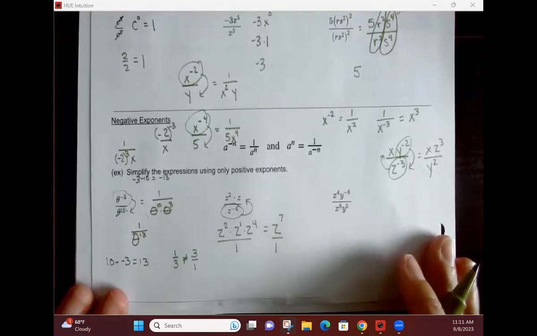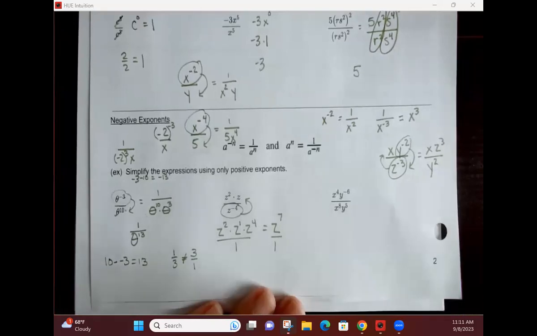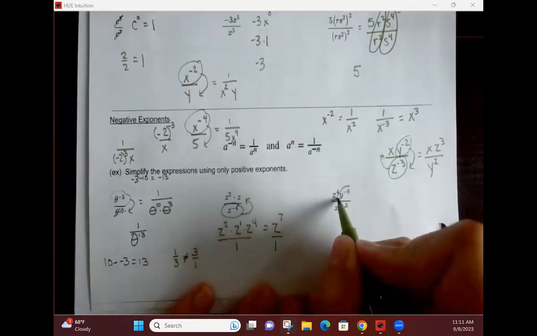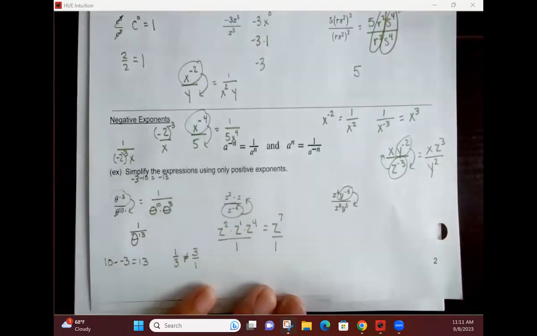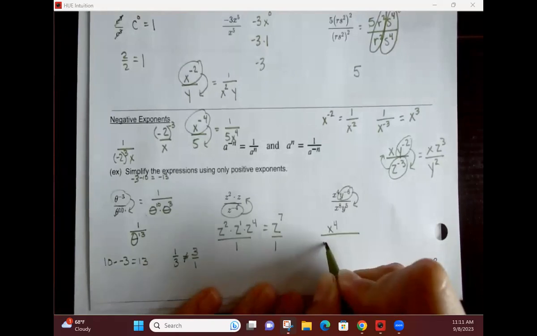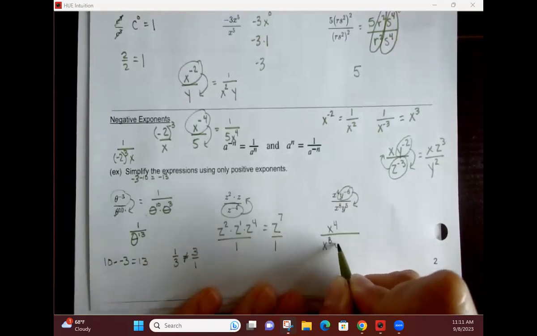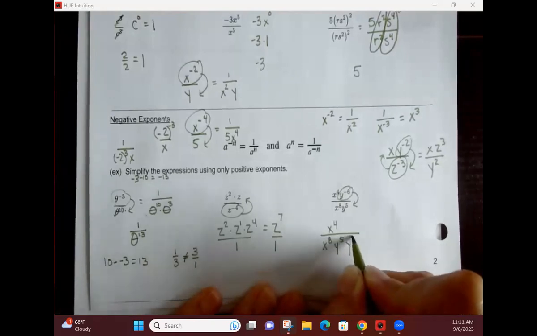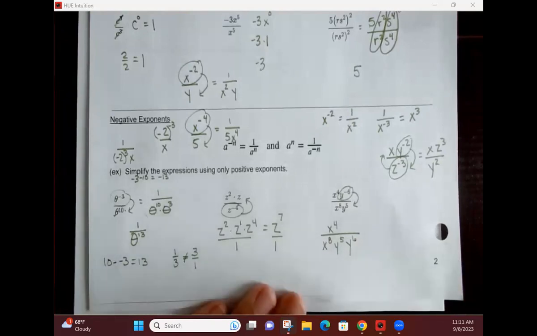Last example together for today. Again, I don't like to see negative exponents, so I'm going to start this by moving this guy, this y to the -6, to the bottom. Before I do anything else, I'm going to move him. And then I'm going to start combining my like terms.